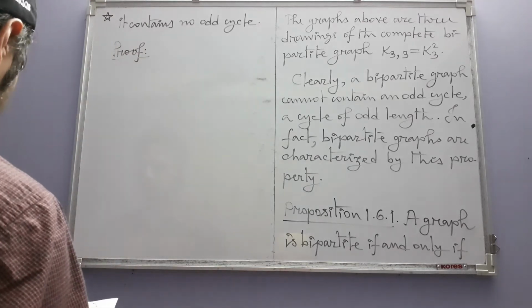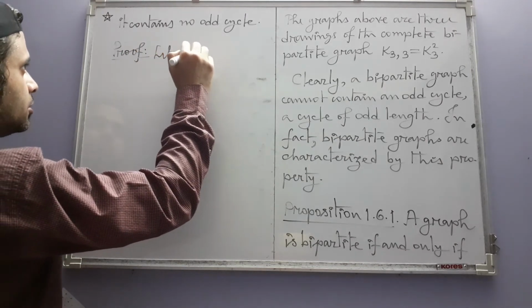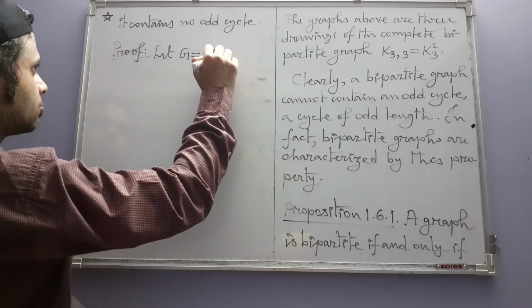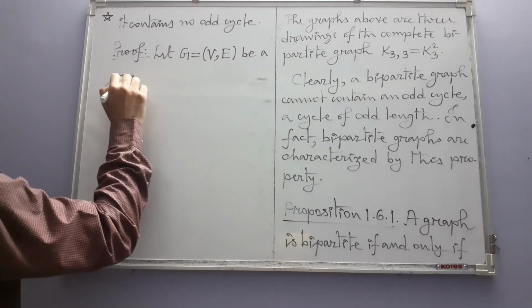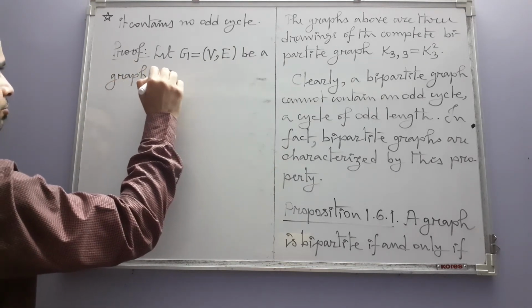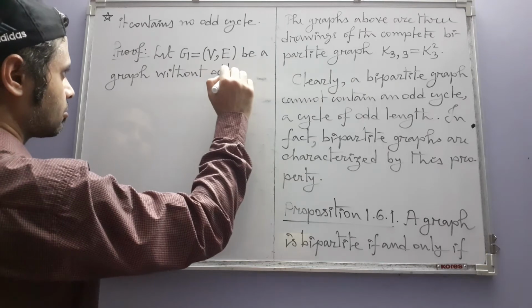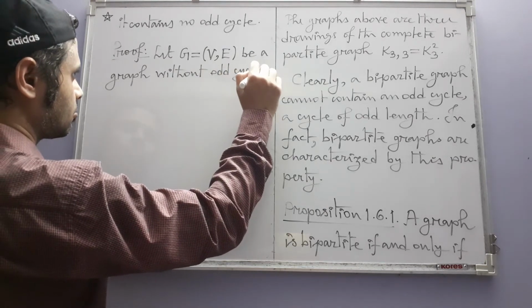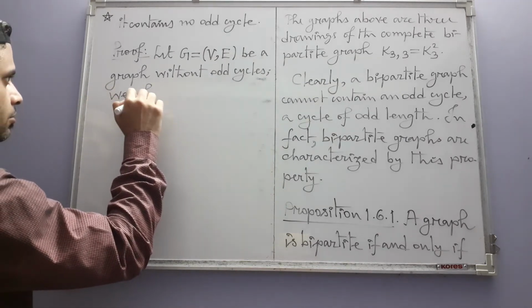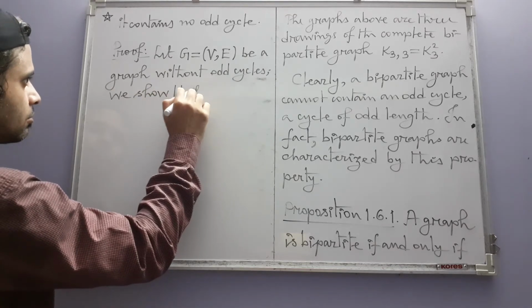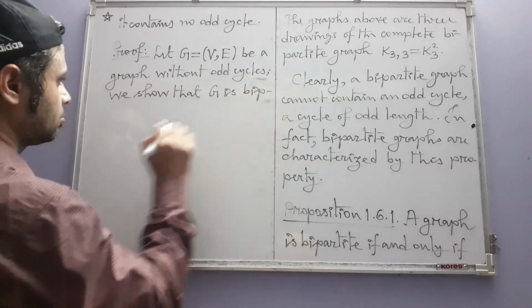So we start like that. Let G = (V, E) be a graph without odd cycles. We show that G is bipartite.